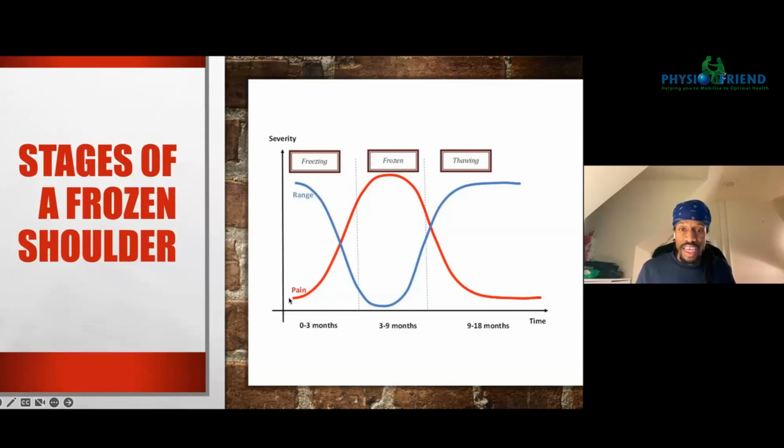And these are the stages of a frozen shoulder. So you've got the freezing stage, 0 to 3 months. Then you've got the frozen stage, where it's at its most painful because that's the time where the inflammation has kind of peaked. And then you've got the thawing stage, which is basically when the freezing stops and someone can return to a normal way of being.